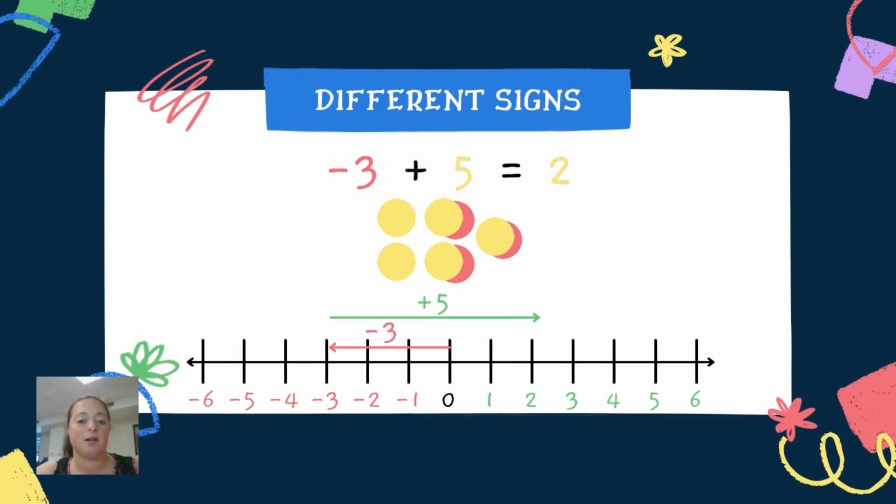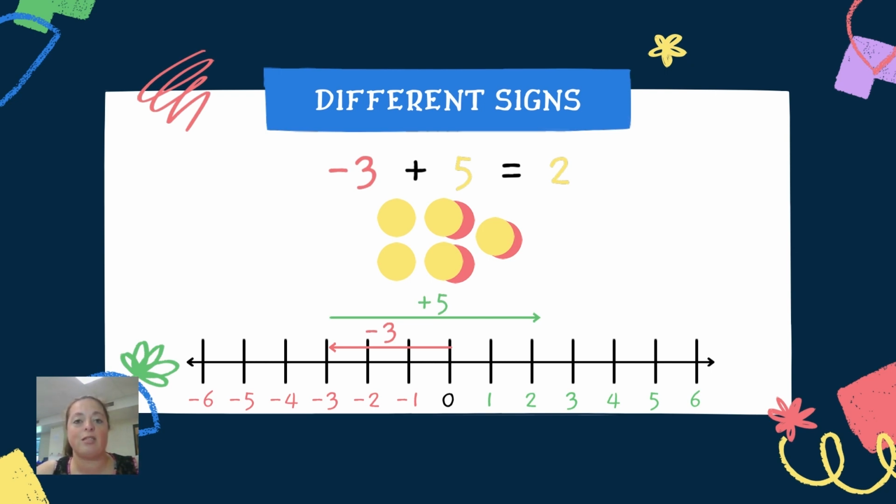We can see something similar happening when we use -3 plus +5. In the counters, there are 3 negative counters, 3 reds, and 5 positive counters, 5 yellows. So they're working against each other. 3 of them are knocking each other out. On the number line, they go opposite directions. So we can't combine them. We can't put them together. It can't make a bigger number. It's actually going to subtract.